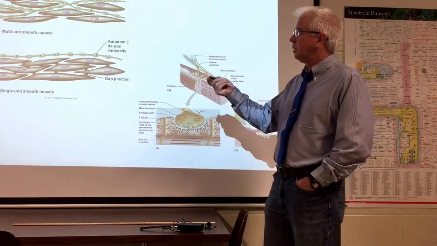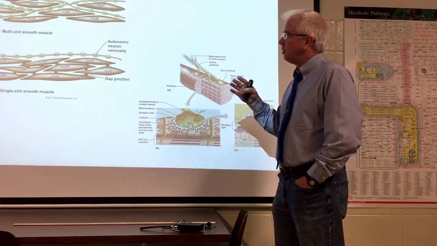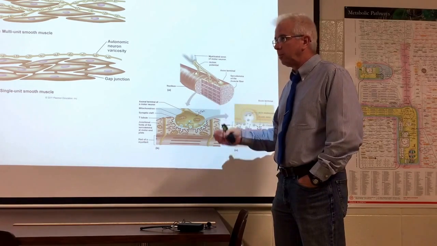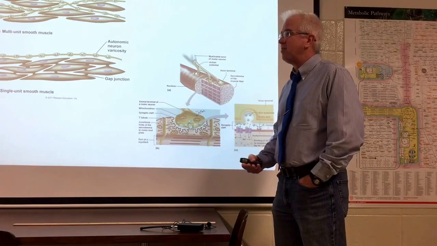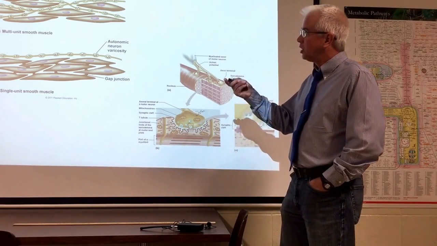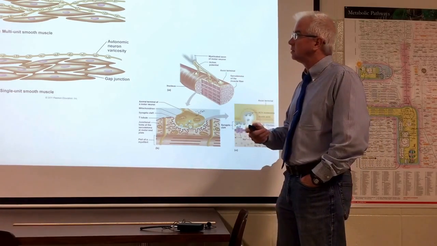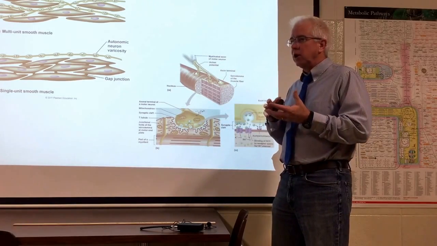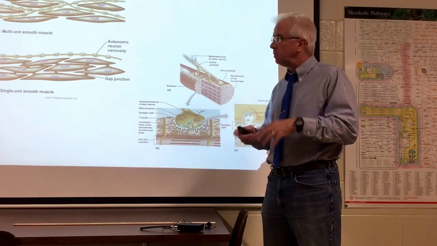Remember, the erector pili muscles are multi-unit smooth muscles. And we think about these multi-unit smooth muscle fibers as being controlled by autonomics, but not the same way that the mass of smooth muscle is controlled in our body. So the autonomic nervous system communicates with smooth muscle cells, erector pili muscle cells, by way of these varicosities. There are not specific nerve endings per muscle cell.